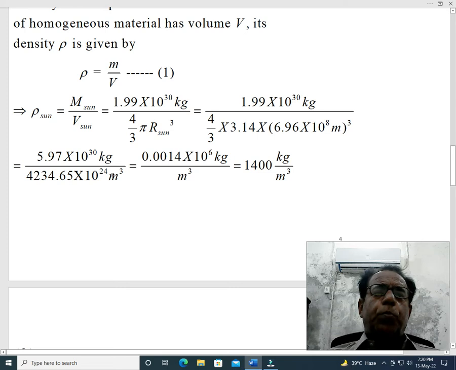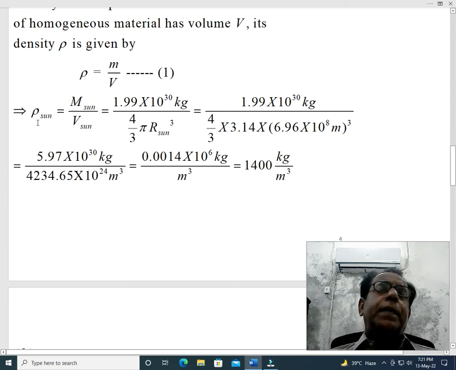Kilogram per meter cube. Further, in the next step we have simplified this more. Dear students, here 10 raised to the power 24 will be subtracted from 10 raised to the power 30, so 10 raised to the power 6 will be left in the numerator, and these two values after being divided will become 0.0014. So this value alternatively becomes equal to 1400 kilogram per meter cube.